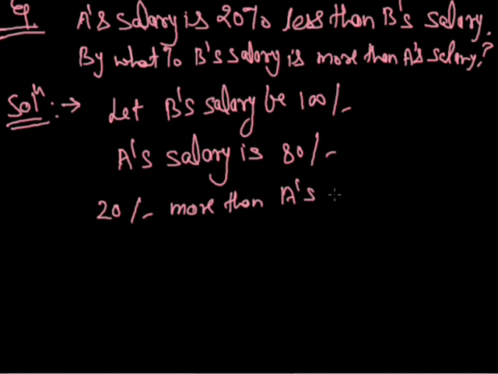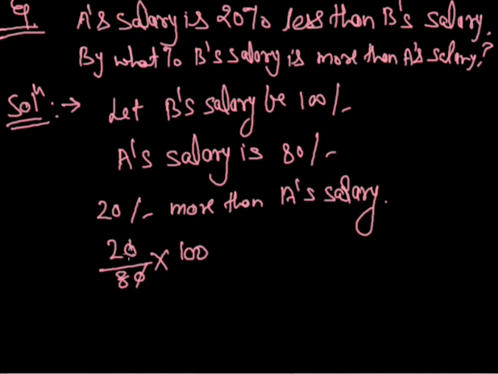A's salary. These 20 rupees, if we are taking A as the base, then we can say that it is 20 upon 80, 20 out of 80. Now I have to calculate percentage, so I multiply by 100 and I get 25%. So B's salary is 25% more than A's salary. In this way we can solve the given sum.